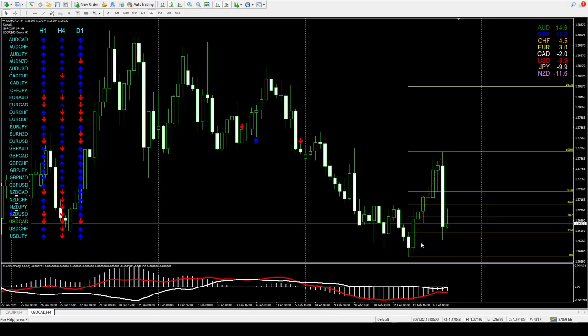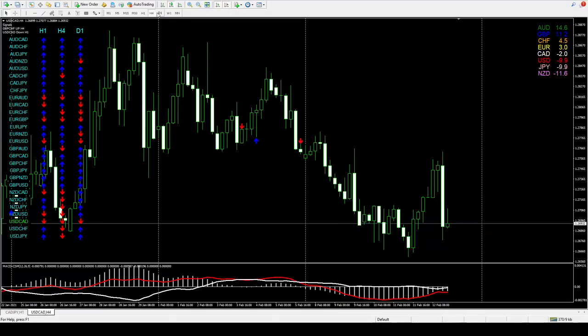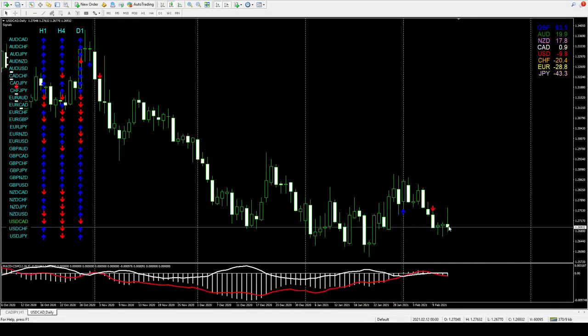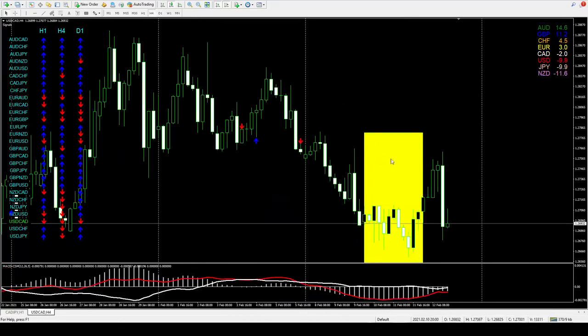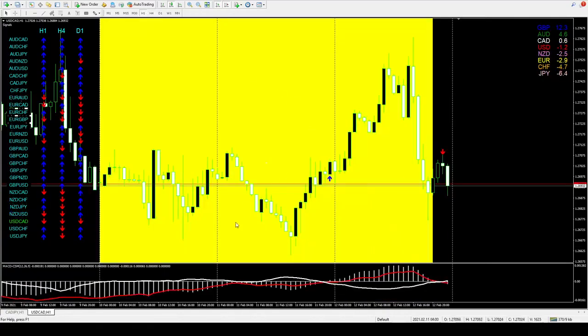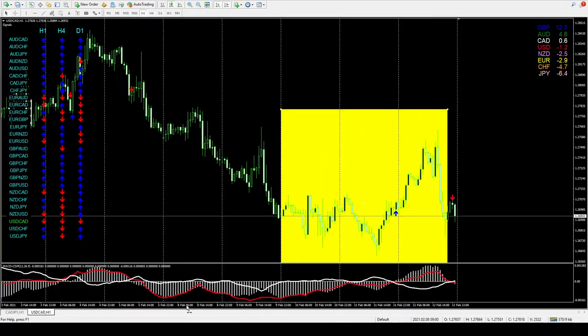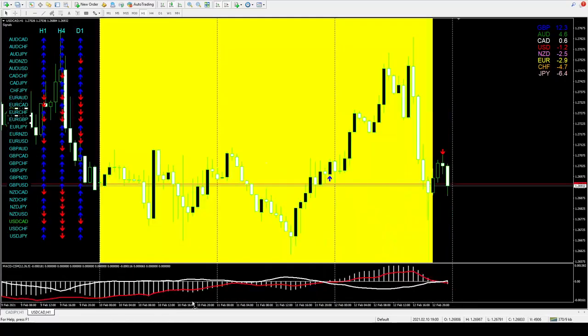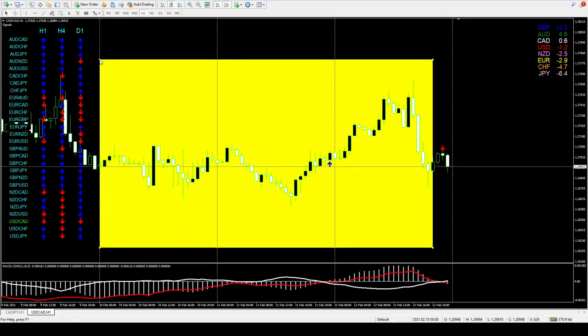On USD CAD, one moment. On USD CAD, it was a sell. Like this was only 3 days ago. This was on Wednesday, Thursday, and Friday. So this is the sell for H4. Then for H1, as we can see, this is gonna be the sell signal for H1 on USD CAD.